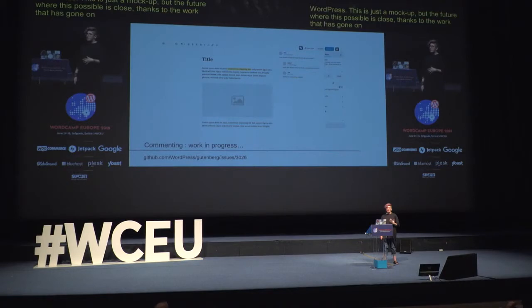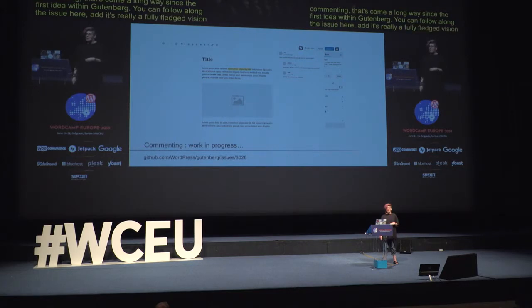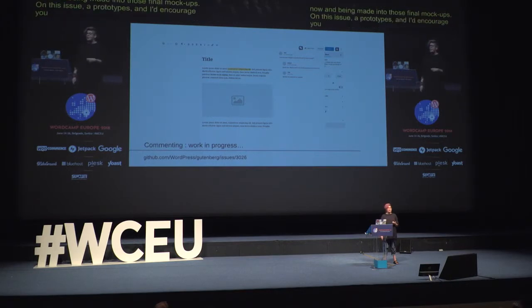Collaborative editing is something I know I've heard an awful lot of feedback about, that it's wanted. And it's really, I think, something that would simplify a lot of publishing flows that people have outside and then bring into WordPress. This is just a mock-up, but the future where this is possible is close, thanks to the work that has gone on so far within Gutenberg. And commenting, that's come a long way since the first idea within Gutenberg. You can follow along the issue here, and it's really a fully-fledged vision now and being made into those final mock-ups. On this issue are prototypes, and I'd encourage you all to check it out, as it's something people have really wanted native within WordPress, and it's going to be a powerful feature.